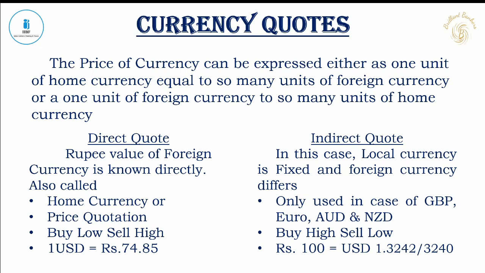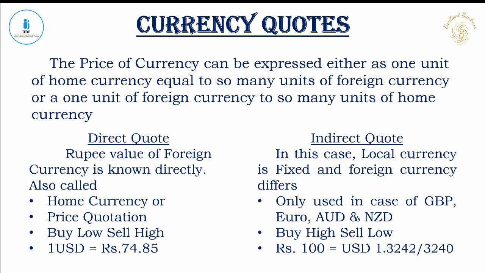So what is a direct quote? The quotes are of two types: direct quote and indirect quote. In a direct quote, the rupee value of the foreign currency is known directly. It is also called home currency or price quotation. Here the motto is always buy low and sell high. For example, as we mentioned earlier, $1 is 74 rupees 85 paise. This is what we normally say.